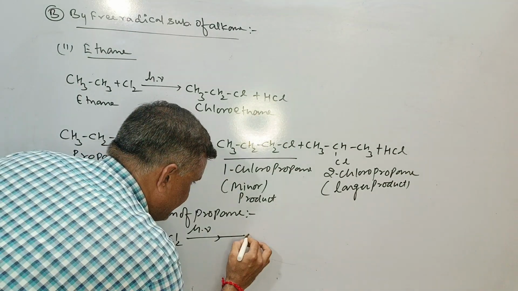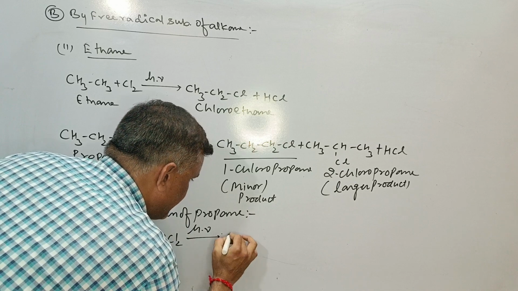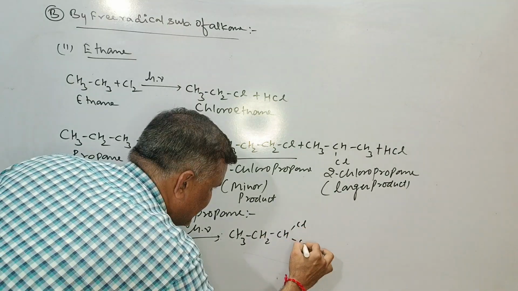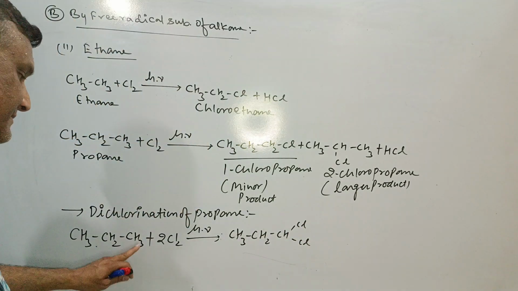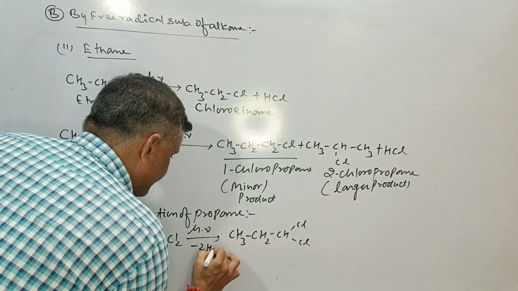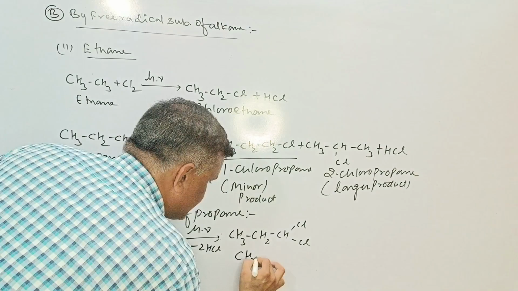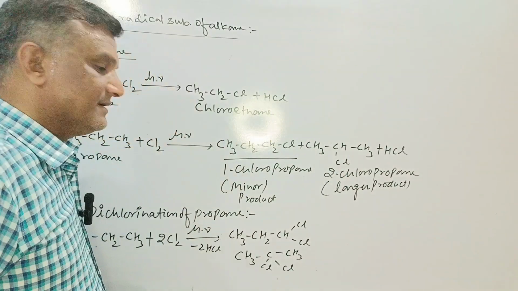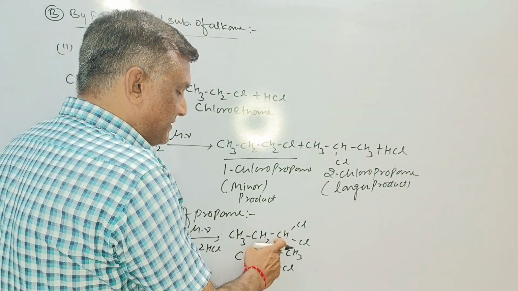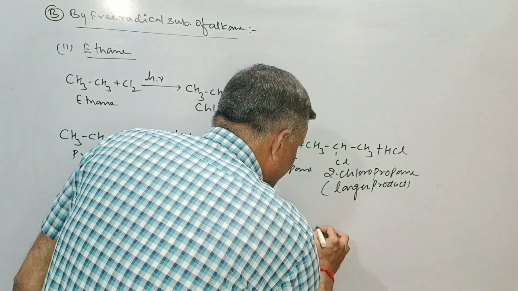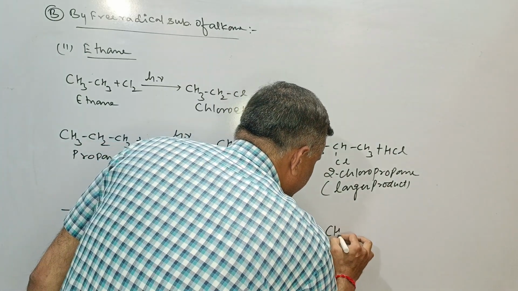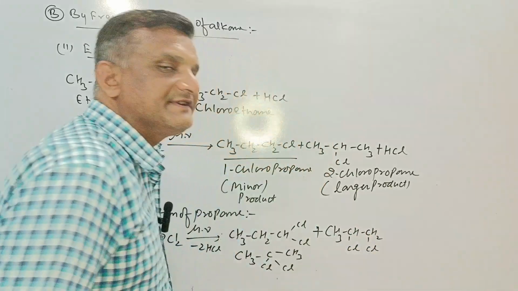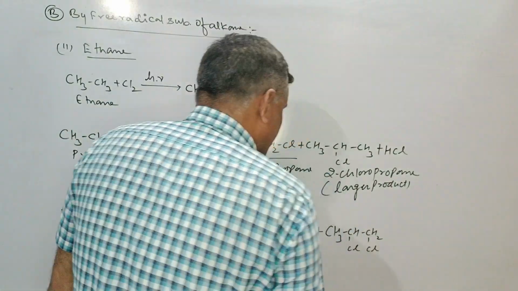What are they? Listen to me carefully. The first possibility is CH3CH2CHCl2, with Cl and Cl as a geminal dihalide, by the removal of 2 HCl. This may be as follows also, CH3CCl2CH3, Cl and Cl as a geminal dihalide. This is 1,1-dichloropropane, this is 2,2-dichloropropane. Another possibility is the vicinal dihalide, CH3CHCl and CH2Cl. This is the vicinal dihalide, 1,2-dichloropropane.